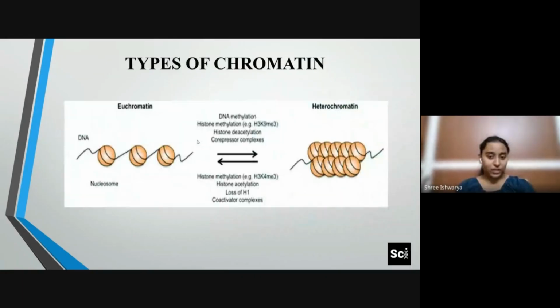So this chromatin is of two types. You have euchromatin and heterochromatin. Euchromatin is a loosely packed chromatin. You can see here a loosely packed chromatin thread runs over here, whereas heterochromatin is tightly packed chromatin. Upon some modifications like DNA methylation or histone methylation, this euchromatin is going to become heterochromatin. This process is a reversible process. So that is how your cell division is happening. Okay, so I hope you have an idea about chromatin now.